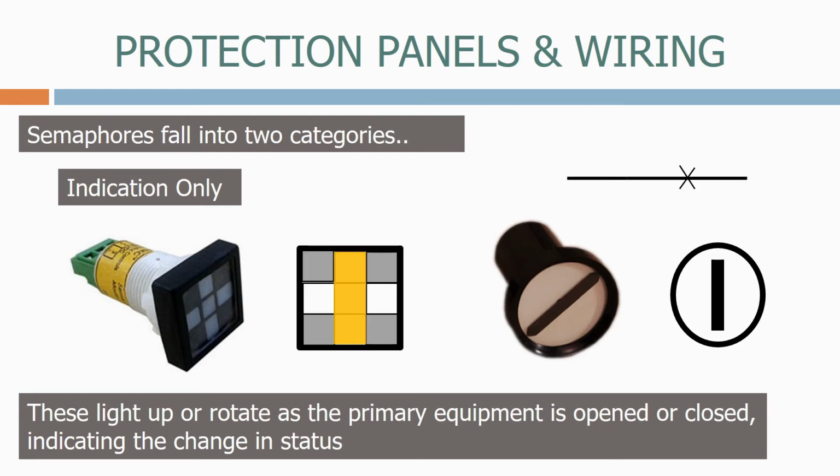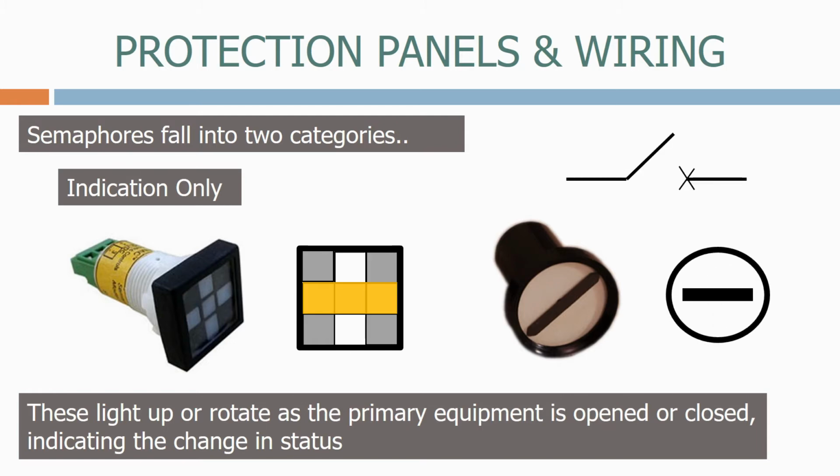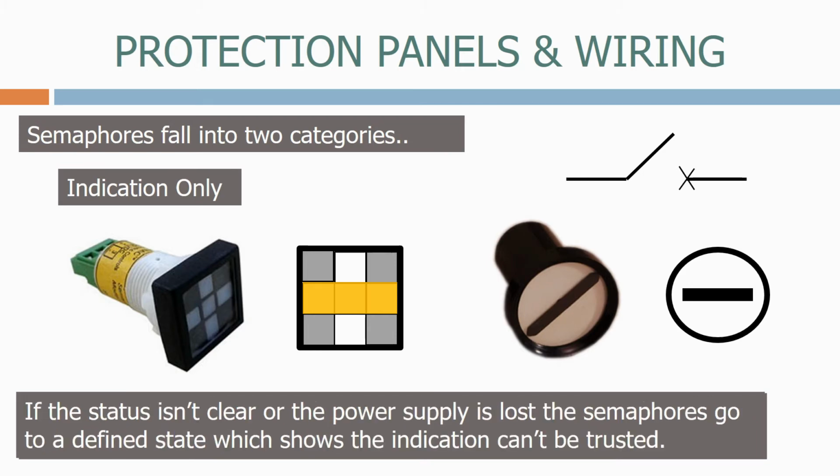So here we have a semaphore indicating that the breaker is closed. If the circuit breaker is now opened, the semaphore now goes horizontal to indicate the new breaker position. If the status isn't clear, or the power supply is lost, the semaphores go into a defined state, which shows the indication can't be trusted.